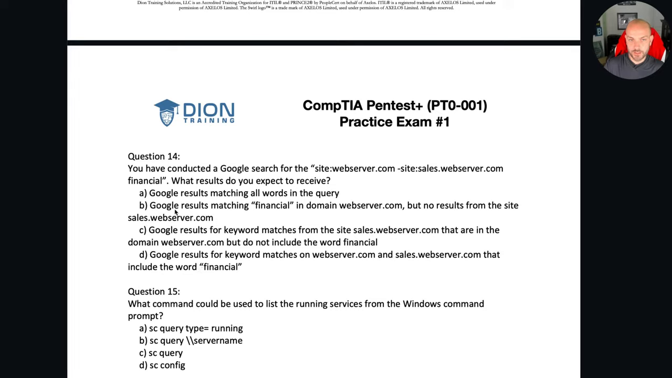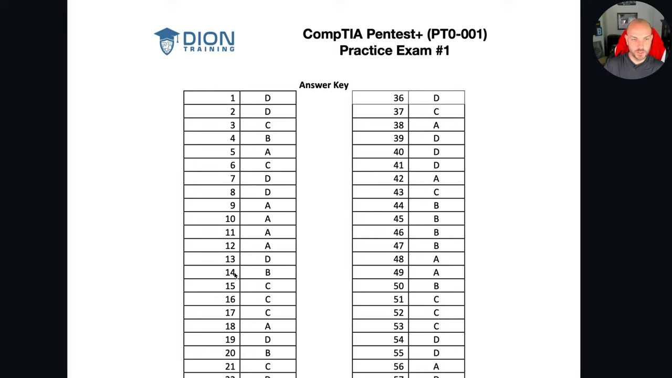All right, so right off the bat, we're going to say A is not correct because we do have that financial keyword there, so we can drop that off. Google results for keyword matches in this one, but do not include the word financial. We're going to knock that one out because it will include the word financial. So that leaves us with B, matching financial in the domain webserver, but no results from the site sales. We're going to say not including the site since we're using a hyphen site there. So it will be everything under this domain, excluding that website, that includes the word financial. So we're going to go 14B. And yep, 14B.